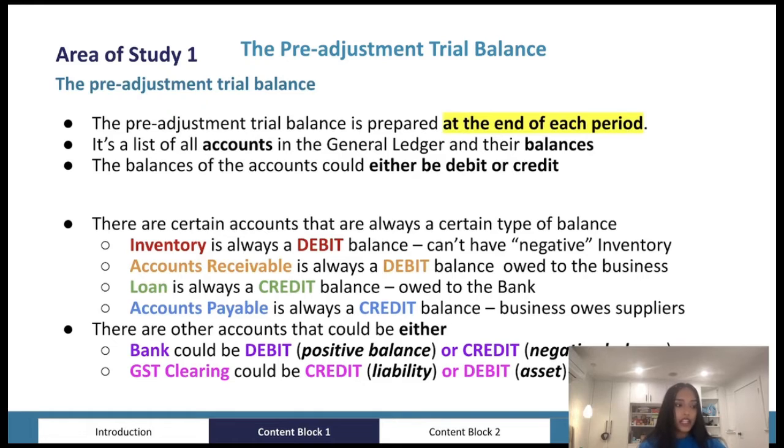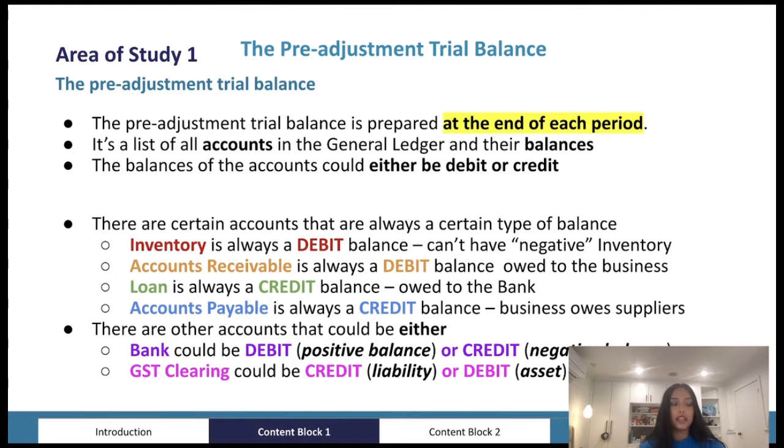Okay, at the end of each reporting period, we prepare a pre-adjustment trial balance, which is basically just a list of all of the general ledger accounts and their balances at the end of the reporting period. These balances could be a debit balance or a credit balance. Certain ledger accounts always have a particular balance no matter what.